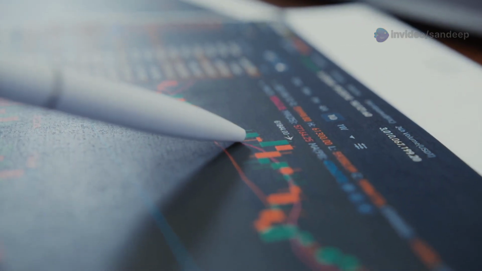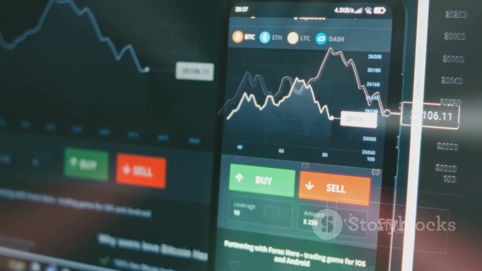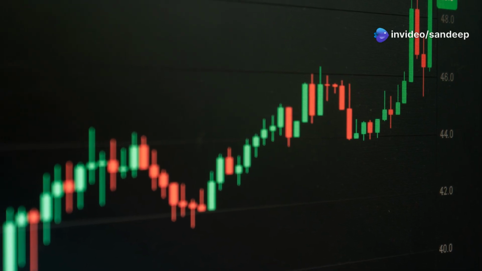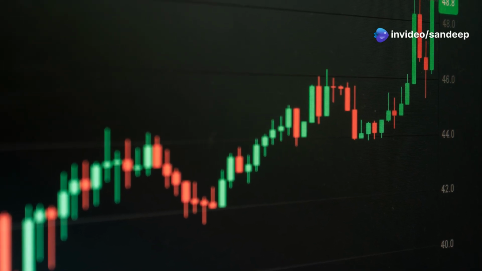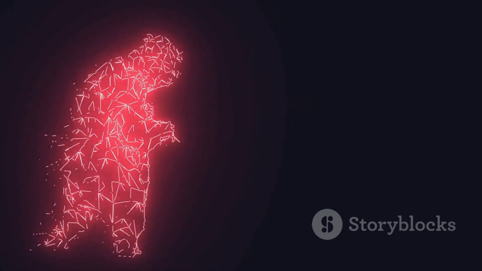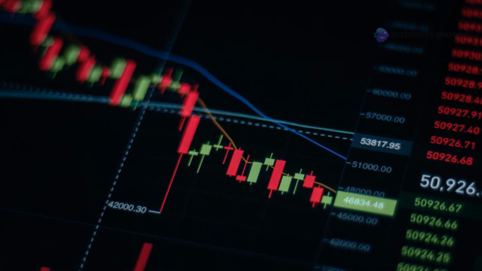Let's dissect a candlestick. If the body of the candle is green, it means the price closed higher than it opened for that period. The bottom of the green body is the opening price, and the top of the body is the closing price. If the candle is red, it's the opposite. The price closed lower than it opened. The top of the red body is the opening price, and the bottom is the closing price.